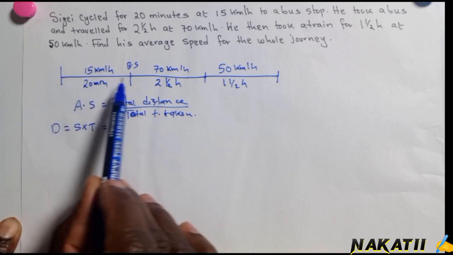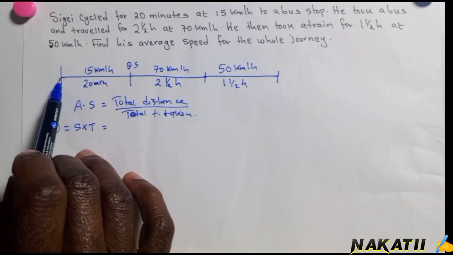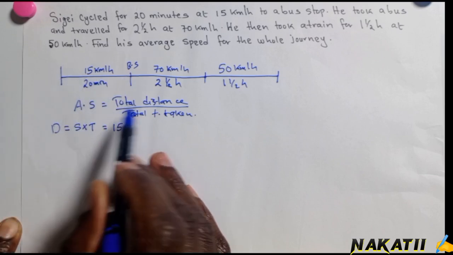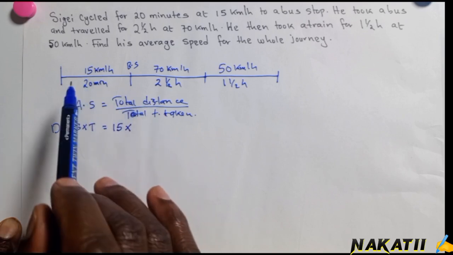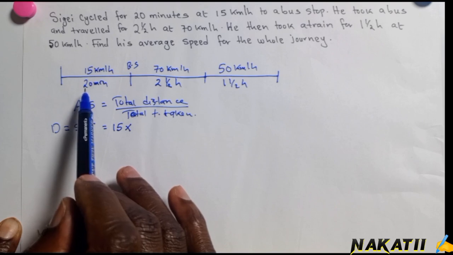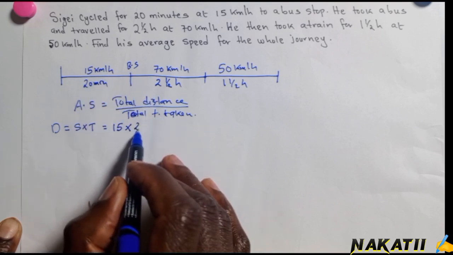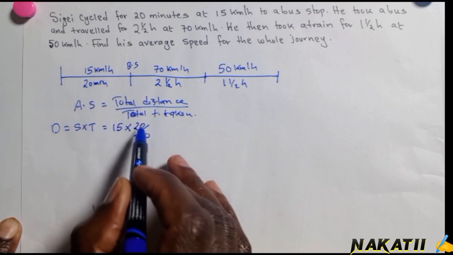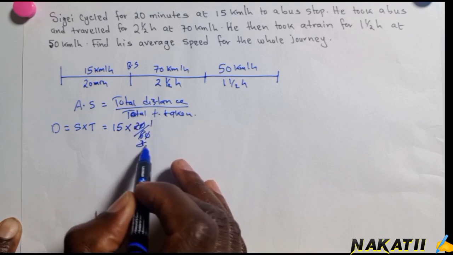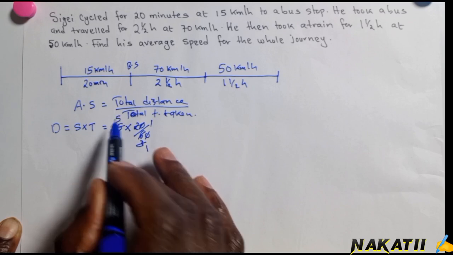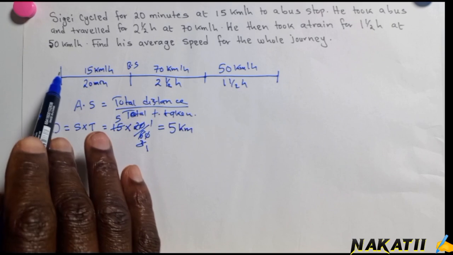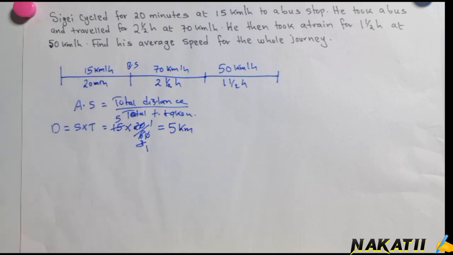So to get the distance from this point to this point, we take the speed, which is 15 kilometers per hour, times 20 minutes converted into hours by dividing by 60. This will be 20 divided by 60. When you simplify, it is 1/3. 3 into 15 gives 5, and therefore the distance from this point to this point is 5 kilometers.